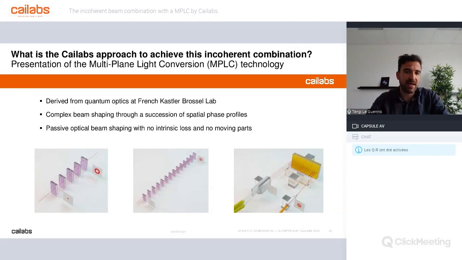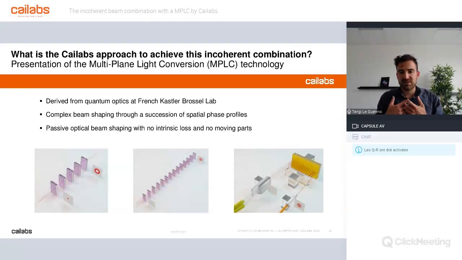So our approach at Cailabs is based on multiplane light conversion technology, a technology patented by Cailabs in 2010. MPLC is a reflective technology and a passive optical process whose principle is derived from quantum optics. The idea is, with a succession of faceplates and free space propagation, we have the ability to transform any kind of Gaussian beam into whatever we want, as soon as it's a unitary transformation, a unitary basis into another unitary basis. If you want more complex shapes and multiple beams, mathematically there is always a solution to modify this shape with more faceplates and free space propagations.